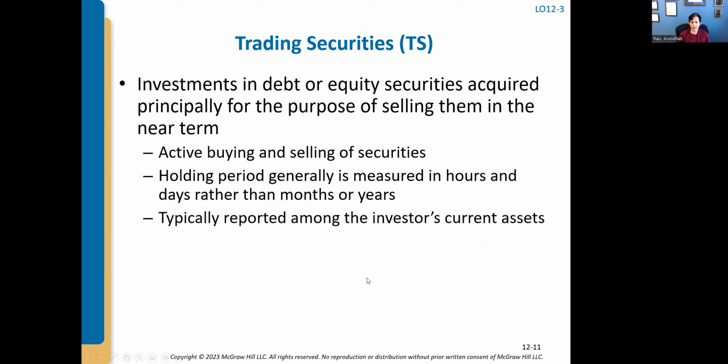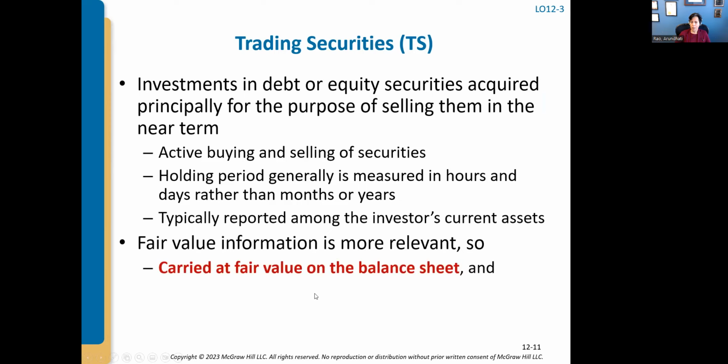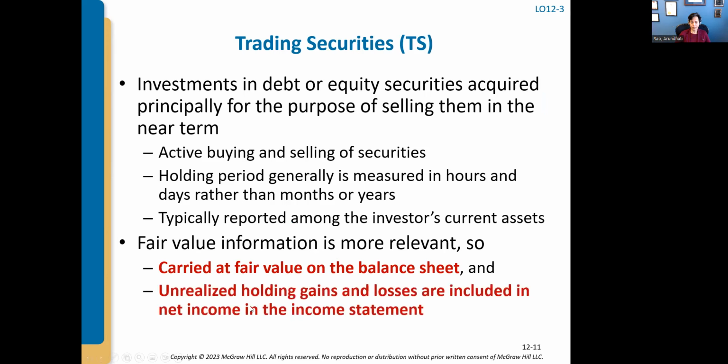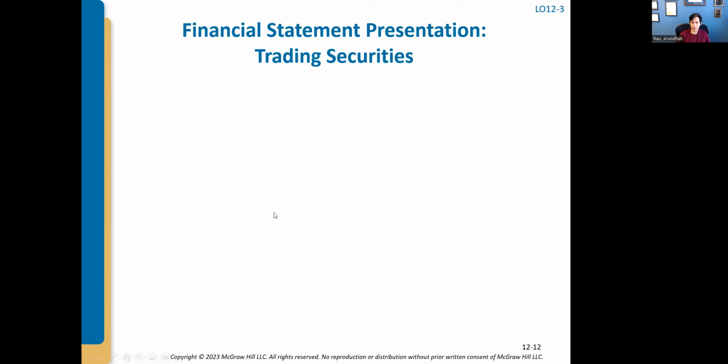So it's going to be classified as a current asset. Fair value is more relevant over here. So on the balance sheet, I want to carry the asset at fair value. On December 31st, if the value of the investment has gone up or gone down, I want to recognize it because I intend to sell it in the very, very near future. Unrealized holding gains and losses are included in the income statement. They are unrealized, but I will still include them simply because it's more likely than not it's going to happen very soon.